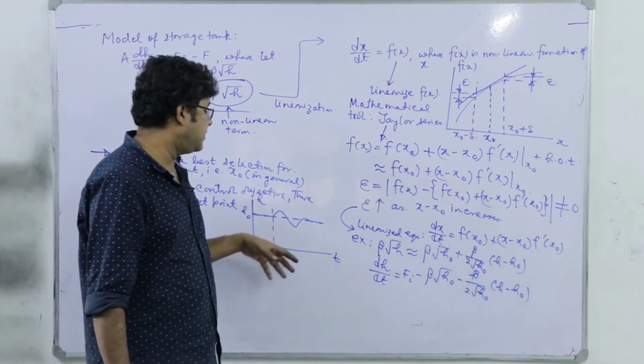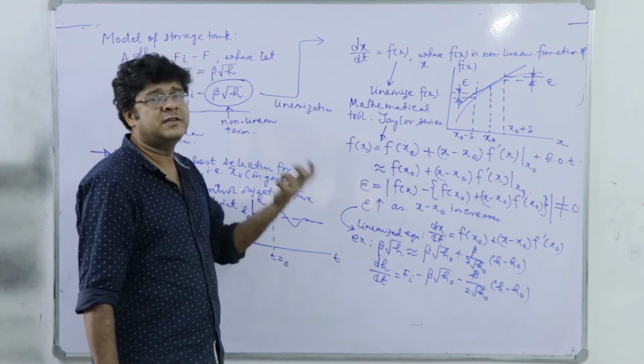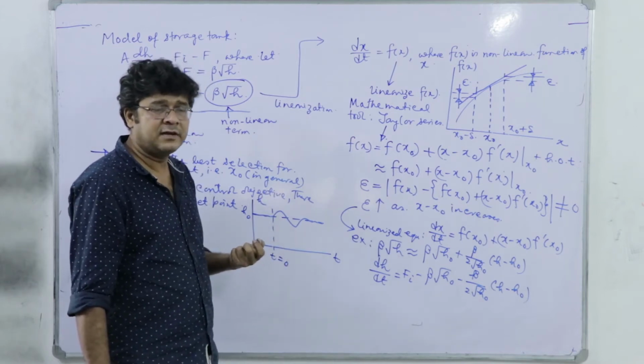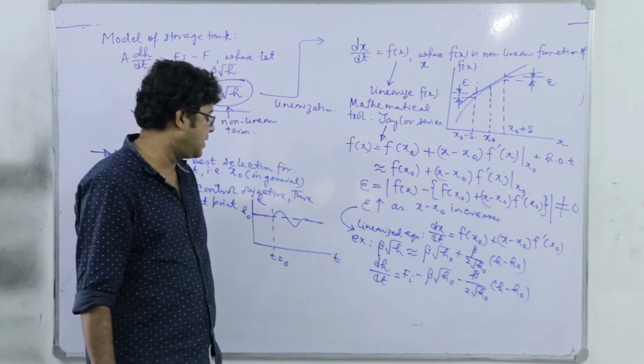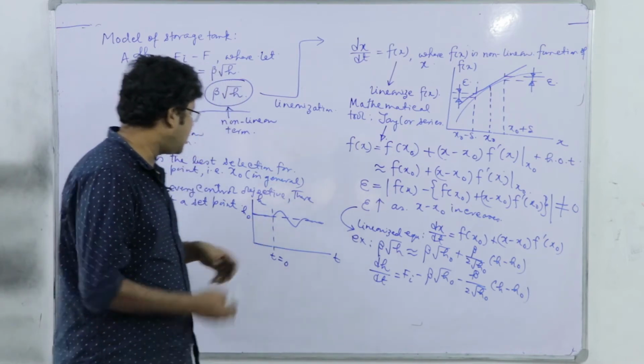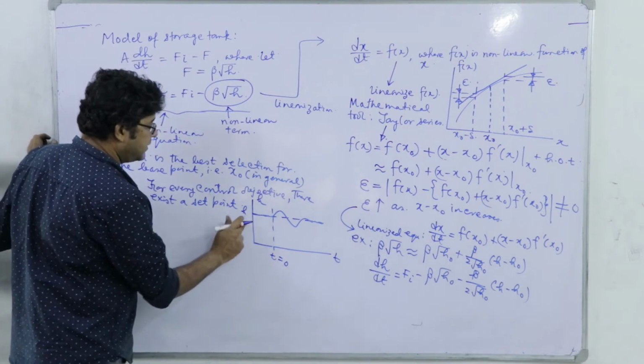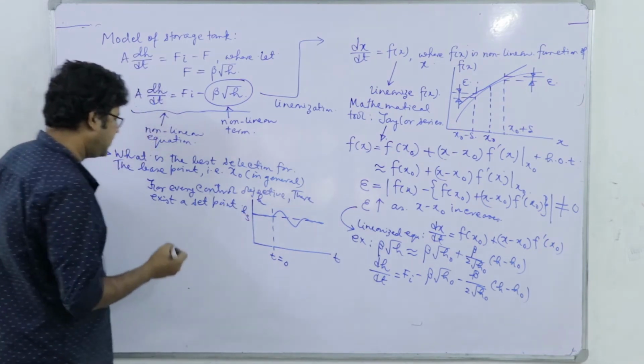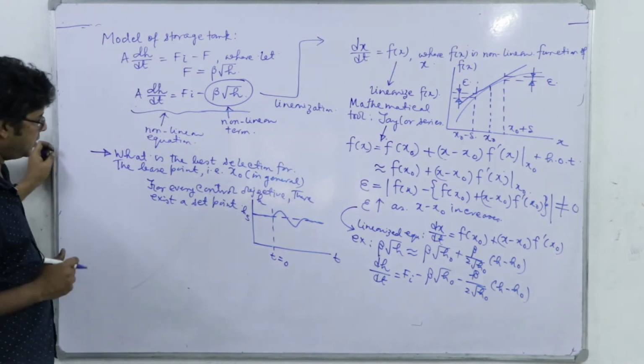Because of that increased Fi, beta will be tuned such that f also increases, and finally H will be brought back to H naught, or Hs rather. This is not H naught, this is Hs, the steady state or the set point. Okay.